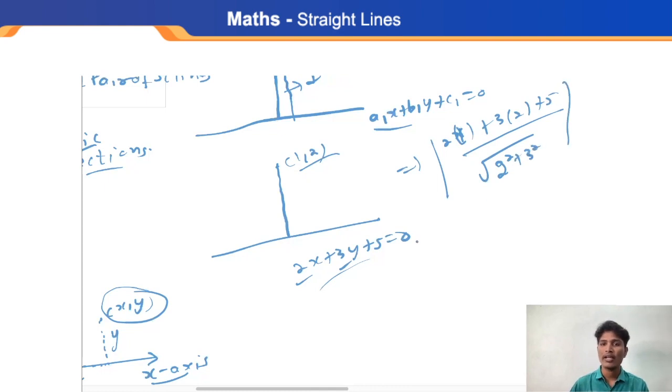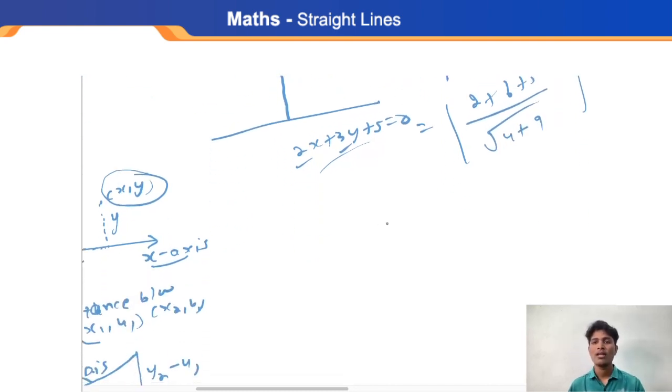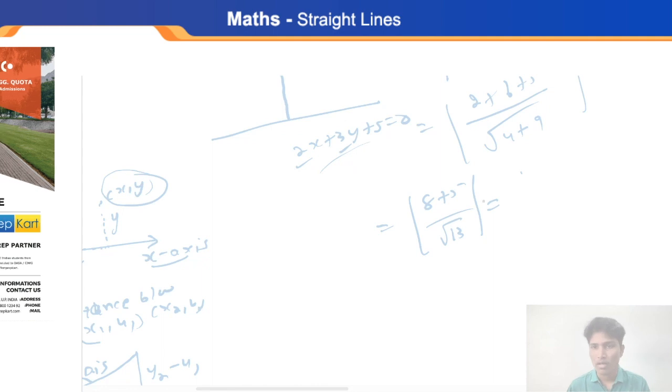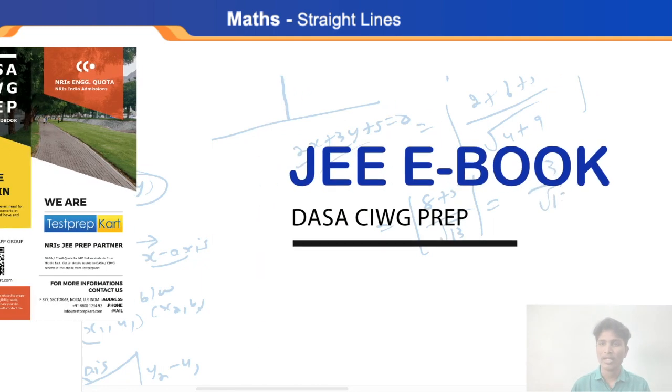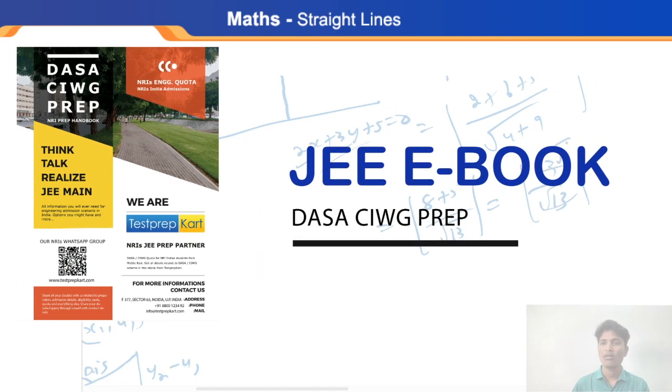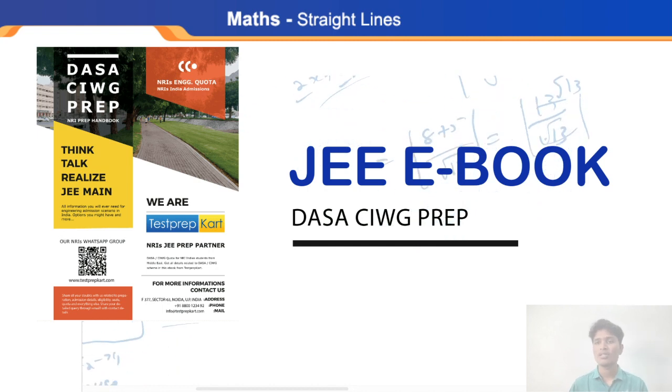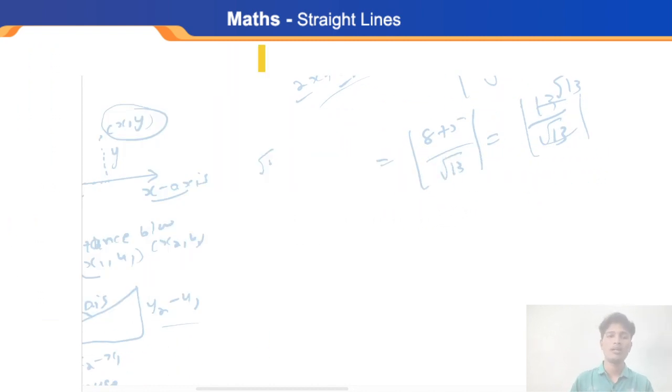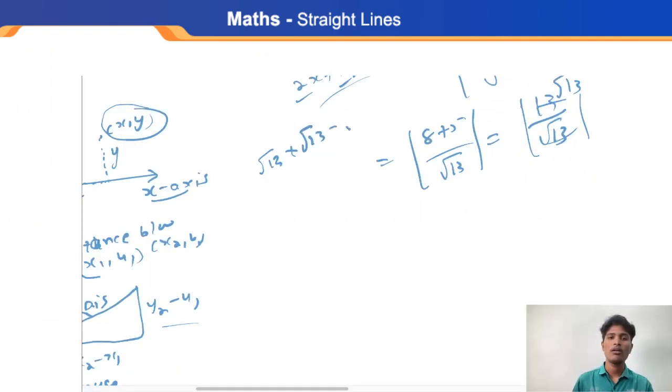What will I get? I will get 2 plus 3 into 2, it is 6, plus 5, divided by root of 2 square, 4, plus 3 square, it is 9. So 2 plus 6 is 8, plus 5, divided by root 13. That is 8 plus 5, again 13. 13 divided by 13, what will I get? I will get root 13, because root 13 into root 13 is equal to root 13 whole square. So the answer will be root 13.